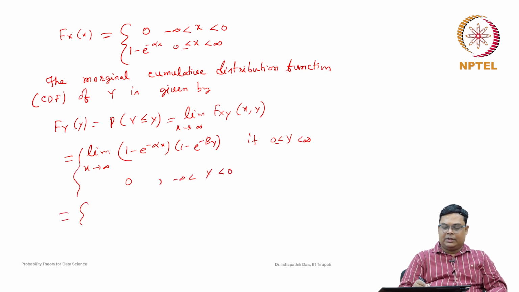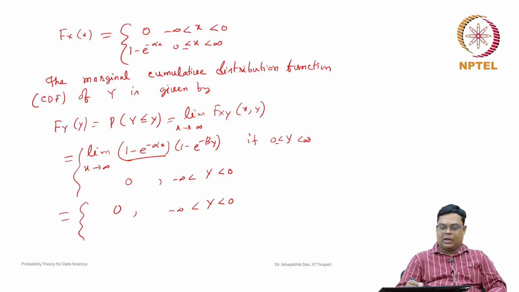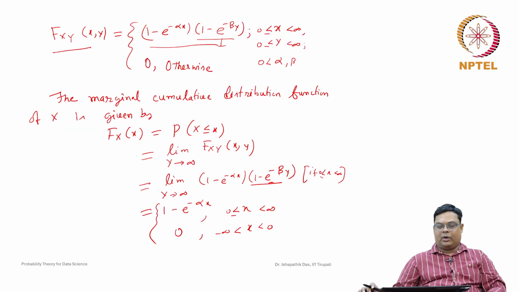So, this limit can be written as, I take 0 first, because y ranges from the left-hand side, and whenever y is greater than or equal to 0, then we take this function. Whenever x goes to infinity, this goes to 1, because alpha is a positive number, so e to the power of minus alpha x goes to 0. So, this will go to 1. So, this will be 1 minus e to the power of minus beta y whenever y is greater than or equal to 0 and less than infinity. So, this is the marginal cumulative distribution function of this joint distribution.